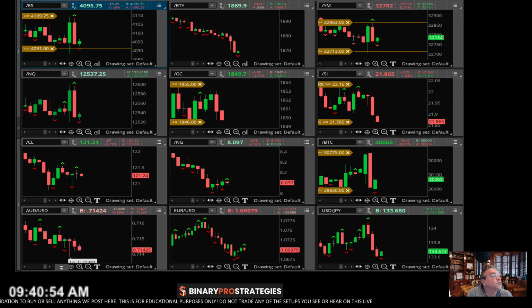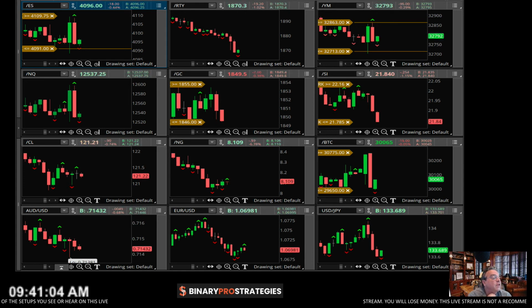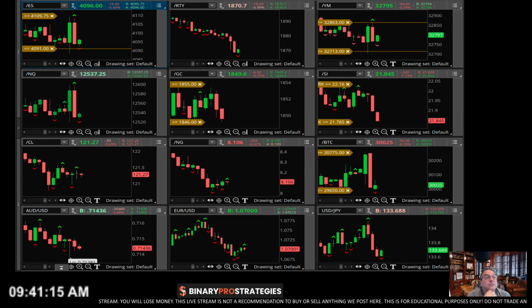Okay, so mini Dow is short, even as the S&P is long. Gold is still long, short silver approaching target. 2178.5 is going to be that target on the silver. Watching for a potential short on the US yen, and a potential buy coming up on Euro US if this holds.